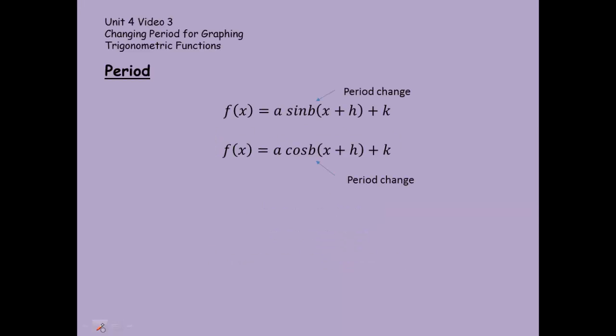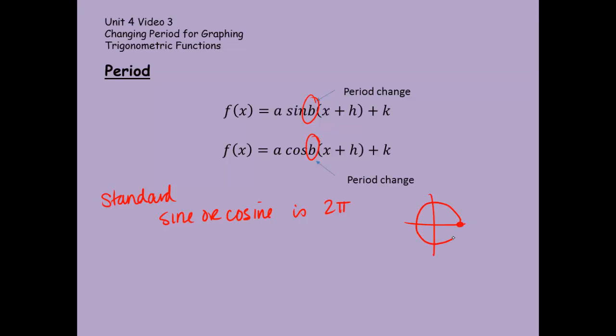All right, so our period change, just as a reminder, since we haven't seen it in a couple days, our period change is the B value. That's what indicates that there's been a period change. The standard period for a sine graph or cosine graph is 2 pi. That means that it takes 2 pi in order to complete the entire cycle of a sine curve. And that should come very understandably from our unit circle, that it takes 2 pi to go around and actually pick up all of the values that are possible between the positives and the negatives on the sine curve.